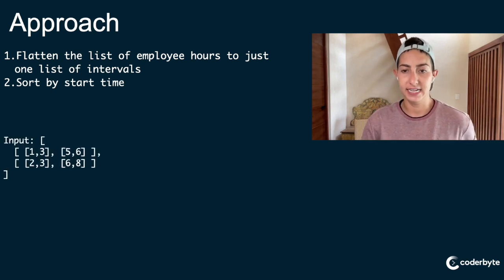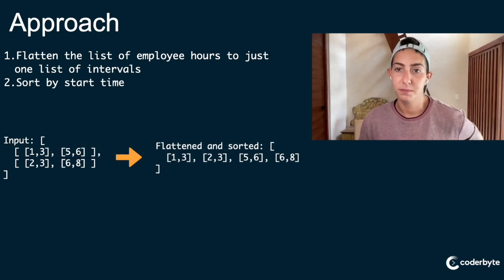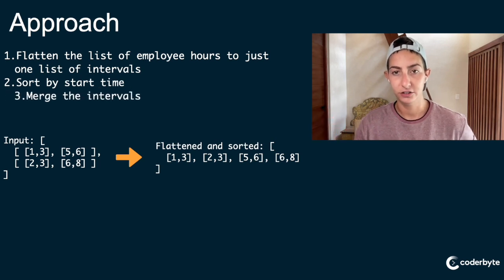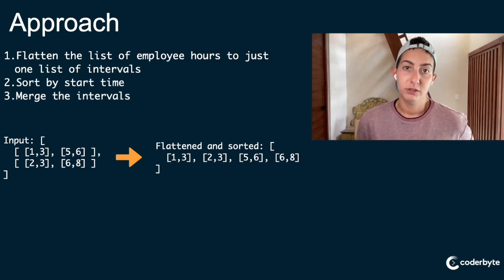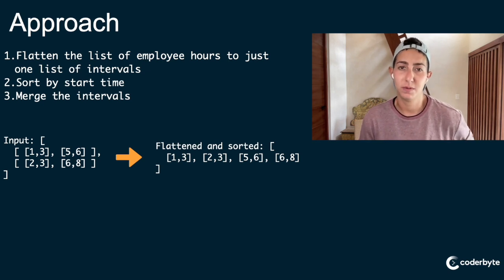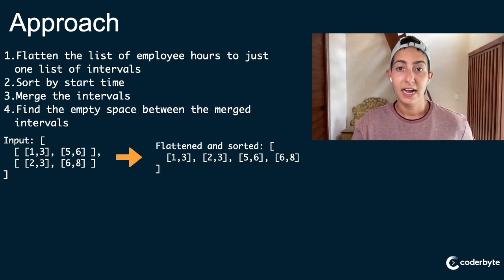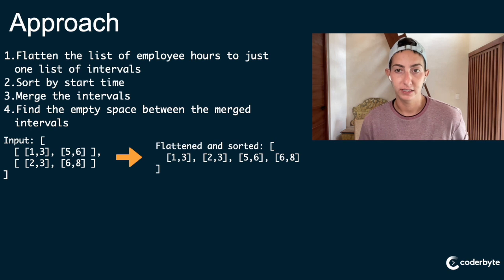So here we have our input again, same input as before. And the first thing we do is flatten it. That's a pretty simple operation. I think we all know what that means. Flatten and sorted. The third thing we're going to do is actually merge those intervals. And again, this is going to be similar to every other problem we've done in this sub-pattern of merge intervals. And finally, we're going to find the empty space between the merged intervals.